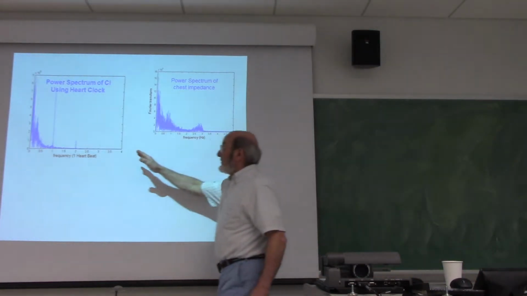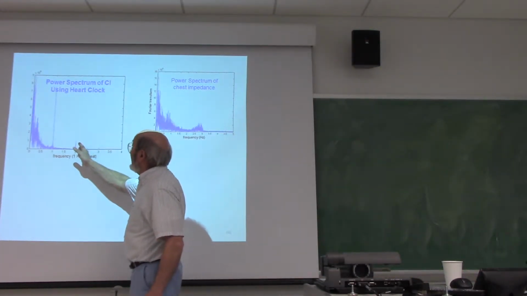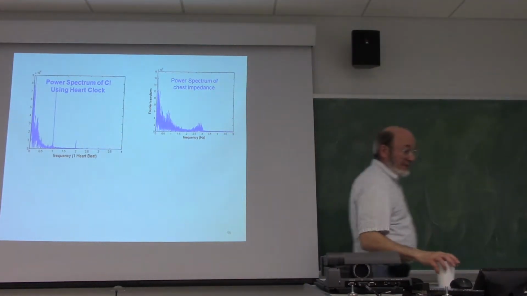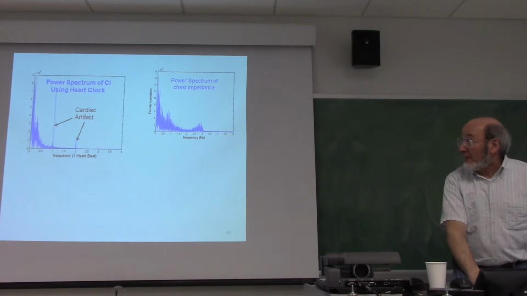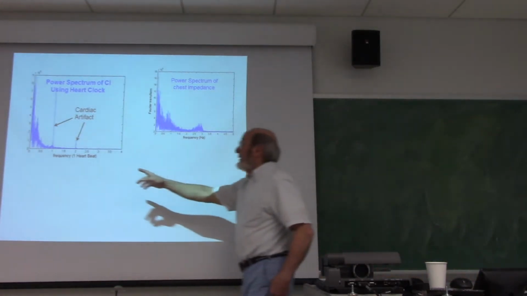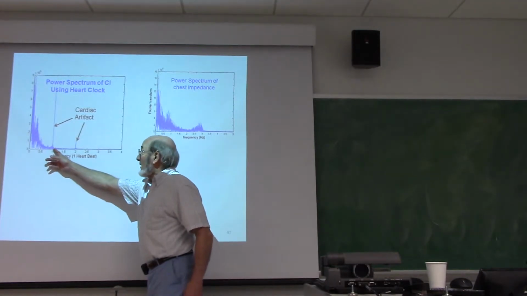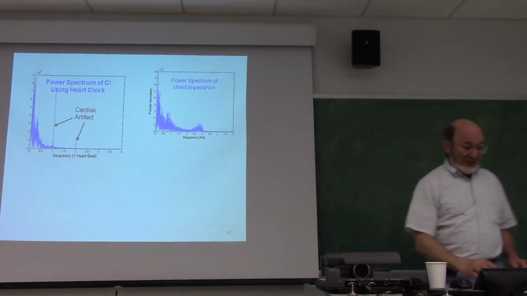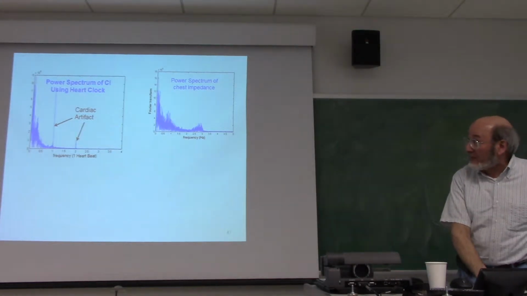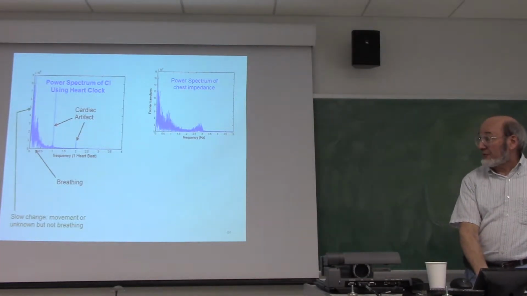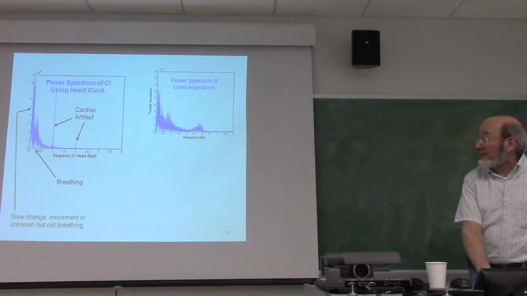again, take the spectrum, and here we have the very sharp signal from the heart. That is cardiac artifact at one signal per heartbeat. There's an overtone at 2 cycles per heartbeat, and so on. That's what Fourier methods give. There's the breathing band, and there's slow change and other stuff, whatever it is not breathing.